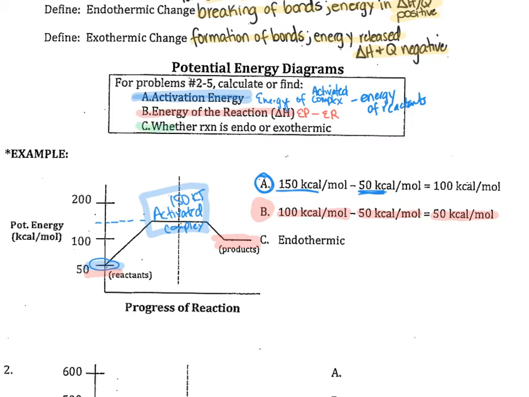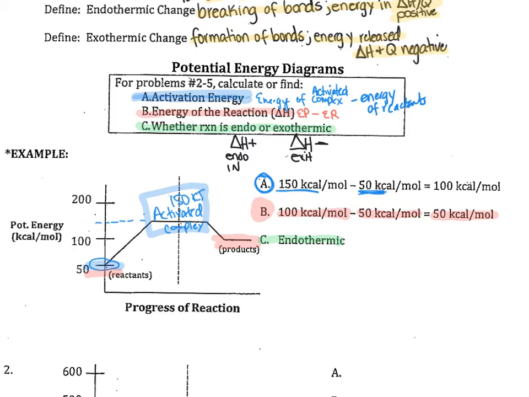Finally, for letter C on every problem, we're going to determine if it is exothermic or endothermic. This reaction would be endothermic. Our general rule that we can remember is that delta H is going to be positive when it's endothermic, and delta H is going to be negative when it is exothermic. For endothermic, energy has to go in to the reaction, and for exothermic, energy has to go out.